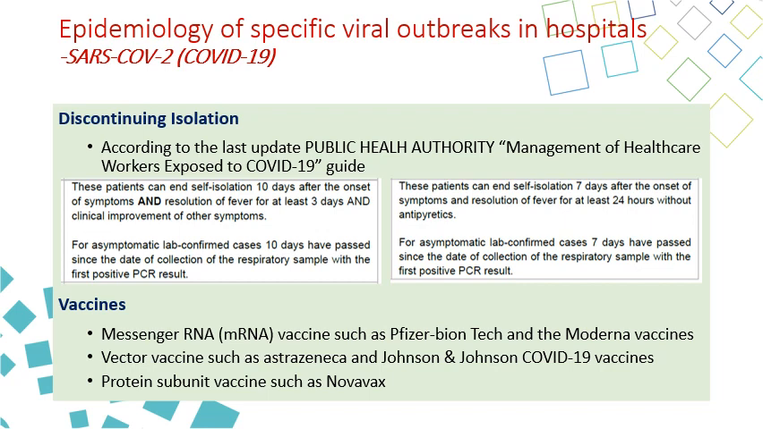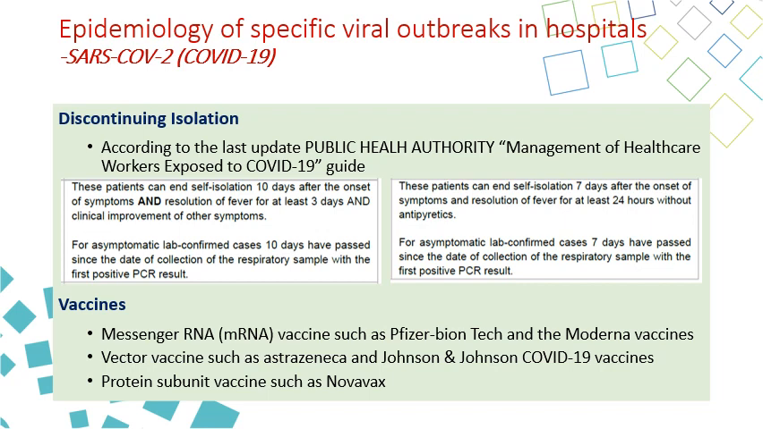If the patient is asymptomatic, you wait for 10 days from testing date or date of specimen collection, and then you stop isolation. On the right side are patients who are fully vaccinated, and here we end self-isolation 7 days after the onset of the symptoms or 24 hours after disappearance of fever without antibiotics. For asymptomatic vaccinated patients, it is 7 days since the specimen collection. This may change over time, but this is the current situation for discontinuing isolation.